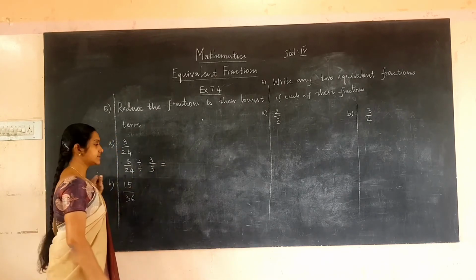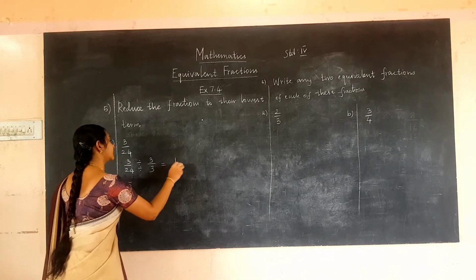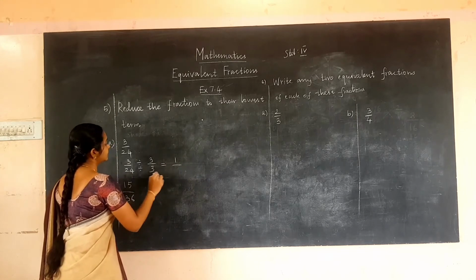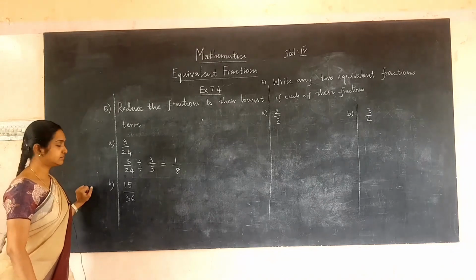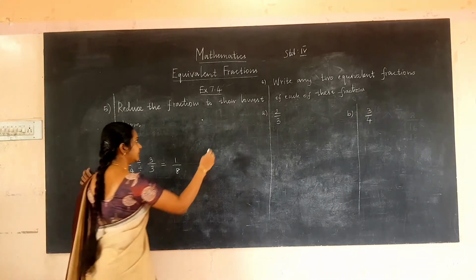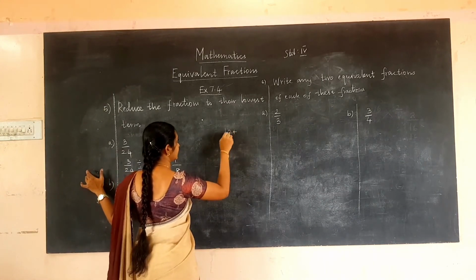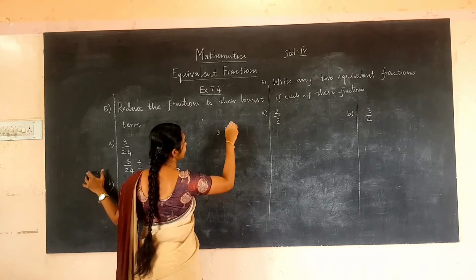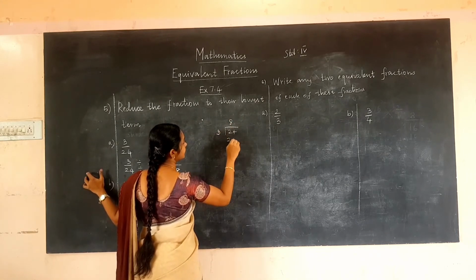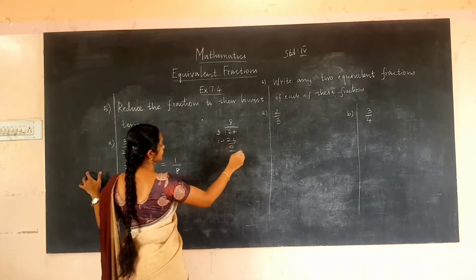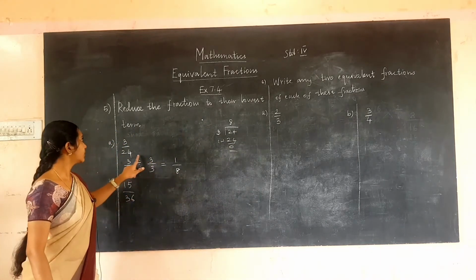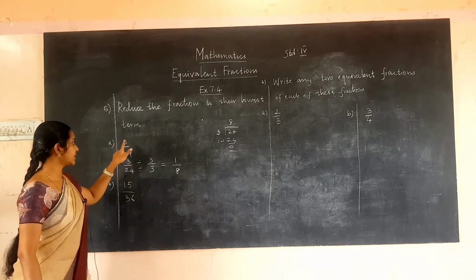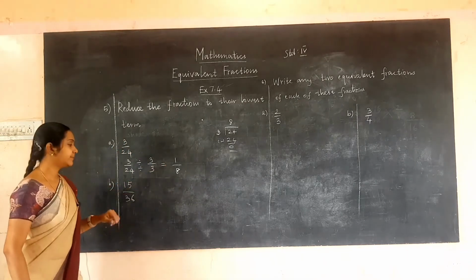3 divided by 3 is 1. 24 divided by 3 is 8. Divide 24 by 3. 8 3s are 24. 24 minus 24 is 0. So, if we divide 24 by 3, we will get 8. So, the reduced fraction of 3 by 24 is 1 by 8.